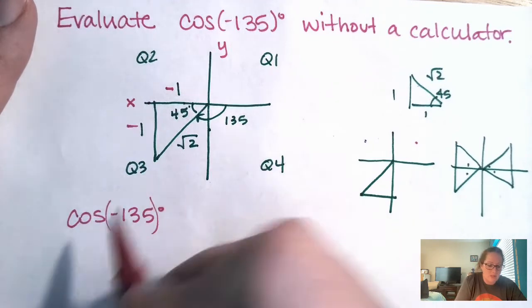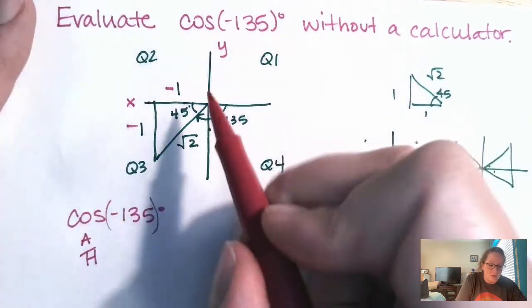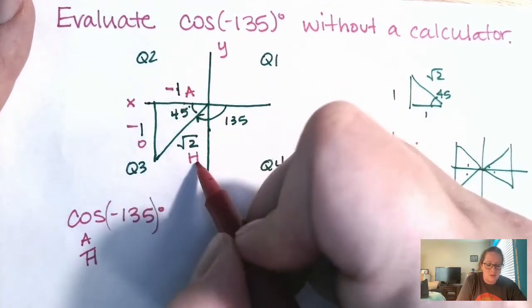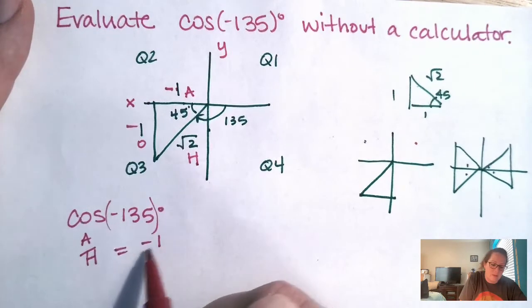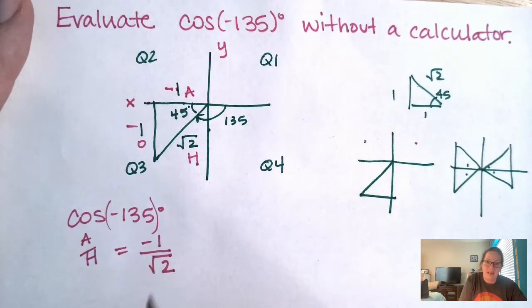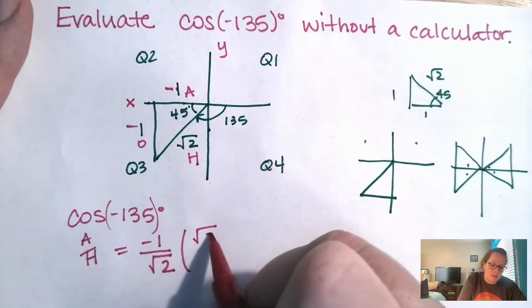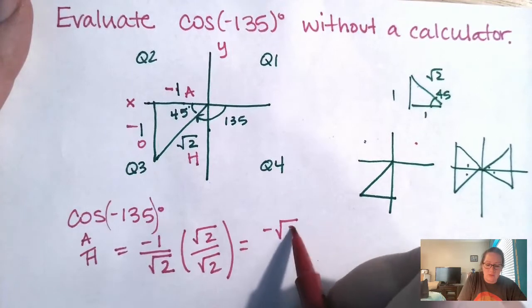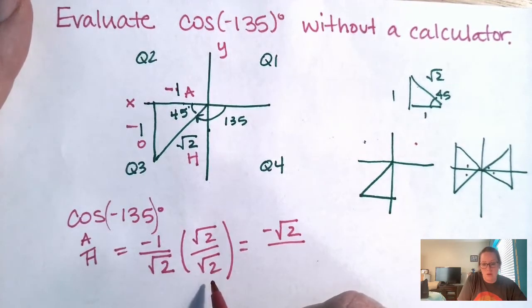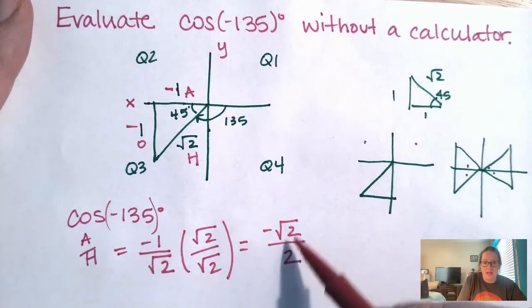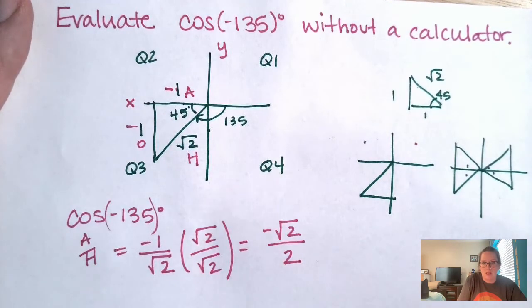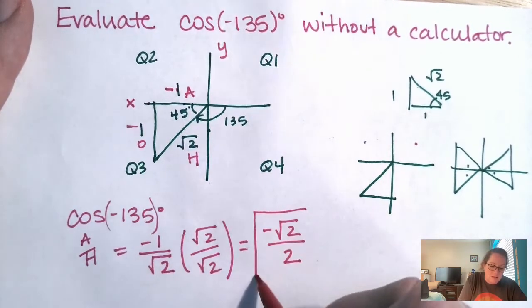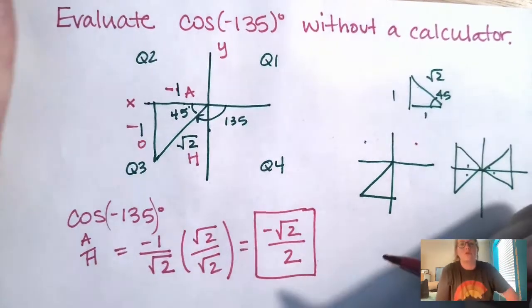Okay, so cosine is A over H. So this, we said, was my adjacent, my opposite, my hypotenuse. So adjacent over my hypotenuse side. We can't have radicals in the denominator, so we need to rationalize that by multiplying by square root 2 over square root 2. Negative 1 times root 2 is negative root 2. Root 2 times root 2 is really root 4, which simplifies down to 2. We cannot cancel those out because one is in a square root and one is not. So cosine of negative 135 is negative root 2 over 2.